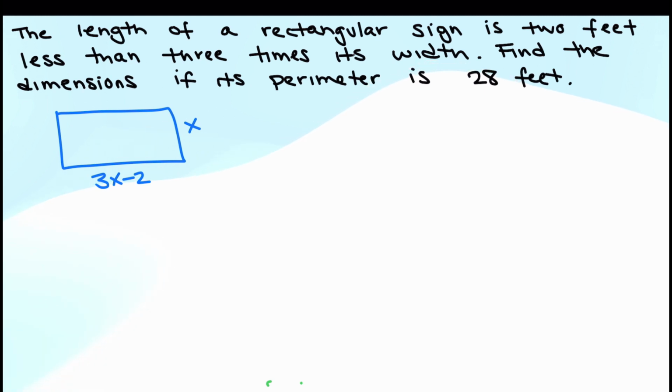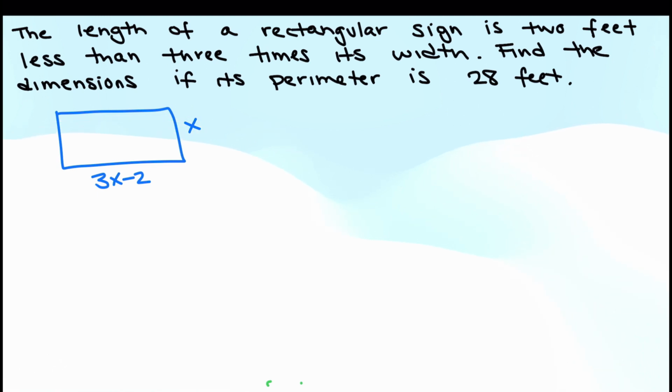We have a rectangle, and I know that the length is 2 feet less than. So less than means minus 2. 2 feet less than 3 times the width. So I'm going to make the width x, and then it's minus 2, 2 feet less than 3 times x. So the length can be described as 3x minus 2. 3 times the width minus 2.